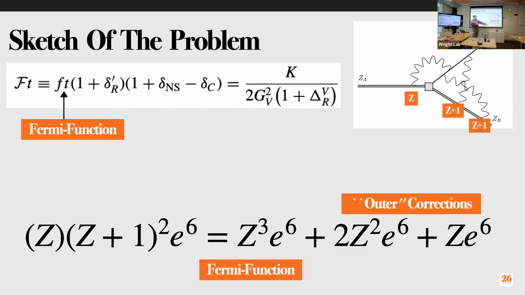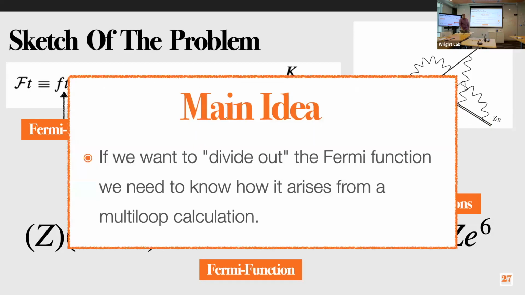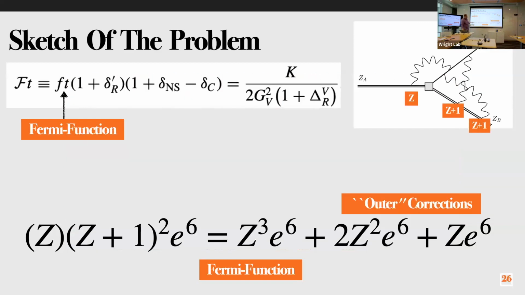So this is what we call the Fermi function. This graph is contributing to the Fermi function. And then the subleading stuff is what we call outer radiative corrections. If we want to compute stuff and then divide out ft, we need to know how it shows up. If we want to be able to compute this 1 plus delta R prime, I need to compute the whole answer and divide by this thing. So I need to know where this thing comes from.